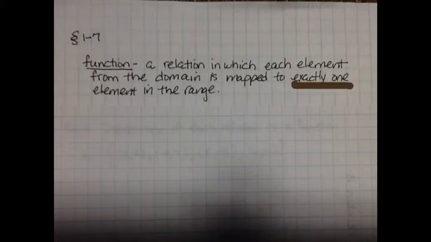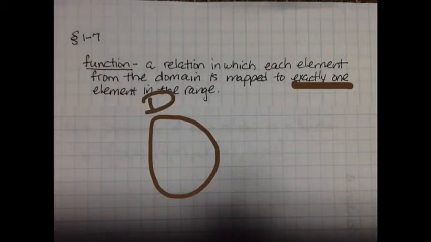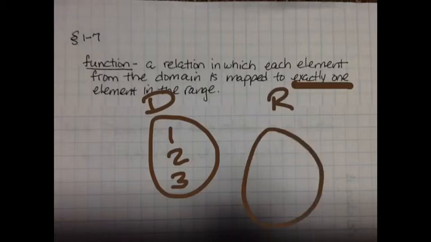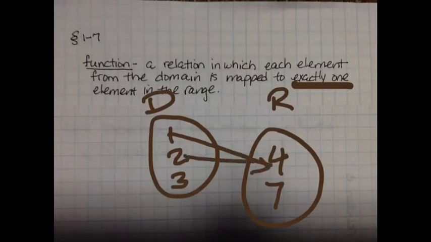So, for instance, if I had a mapping such as the following, let's say in my domain, I'll use D, I had 1, 2, and 3, and in my range, I had, let's say, 4 and 7, and 1 was mapped to 4, and 2 was mapped to 4, and 3 was mapped to 7, this would definitely be a function because each member or element of the domain was mapped to exactly one element of the range.